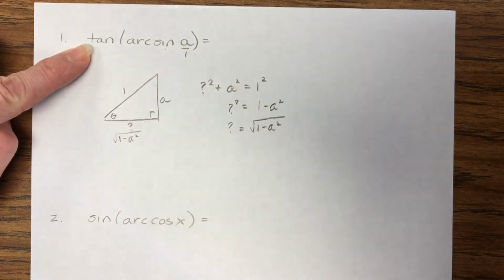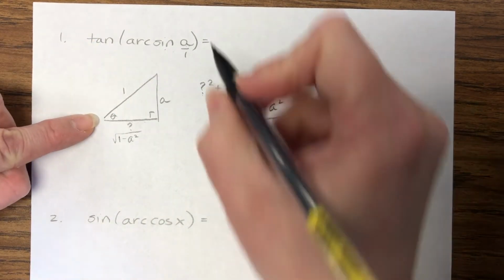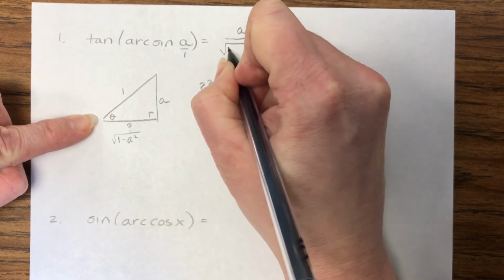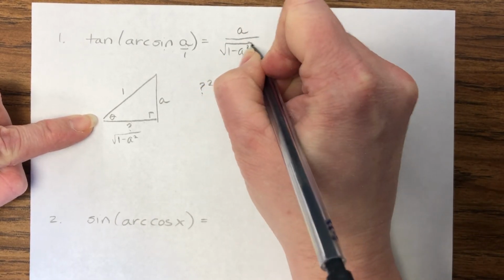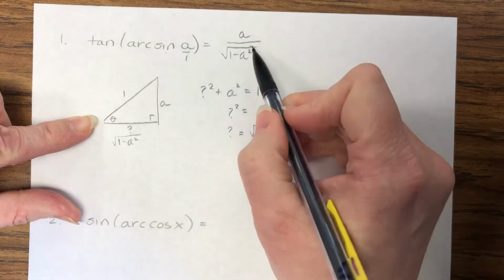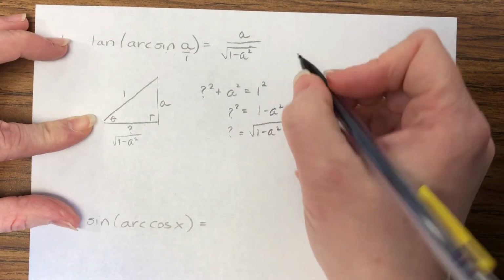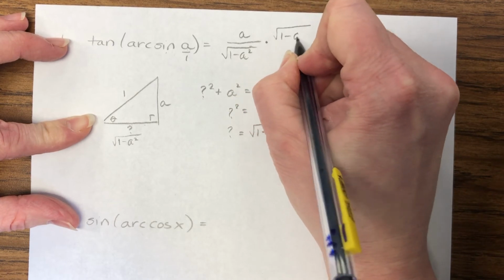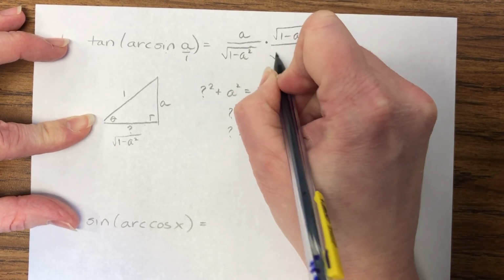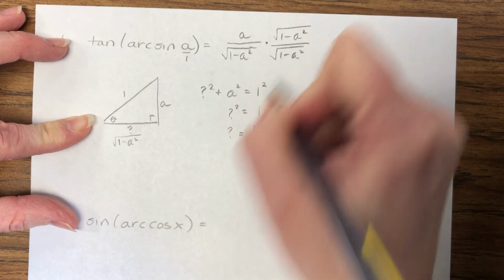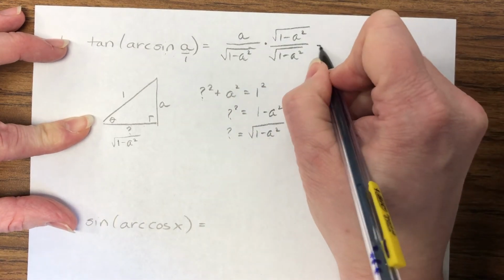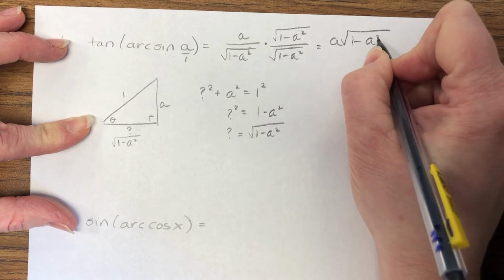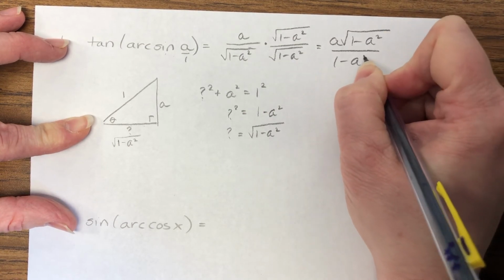So the tangent of that is going to be A over the square root of 1 minus A squared. And of course, we're not done because there's a radical in the denominator, so I have to rationalize the denominator, and I do 1 minus A squared. I do the same radical on top and on bottom, and I get A times the square root of 1 minus A squared over 1 minus A squared.